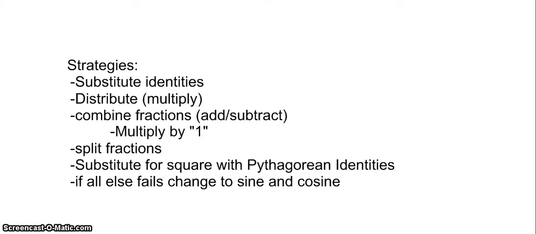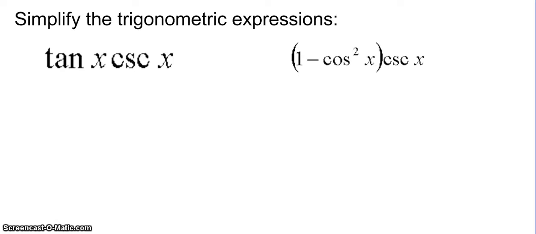Or we might substitute for Pythagorean identity. So a big hint, anytime you see squared trig functions, you might need to use a Pythagorean identity. If all else fails, change everything to sines and cosines. This will almost always work, but it's not always the best strategy. Okay, so let's do a couple of examples together.